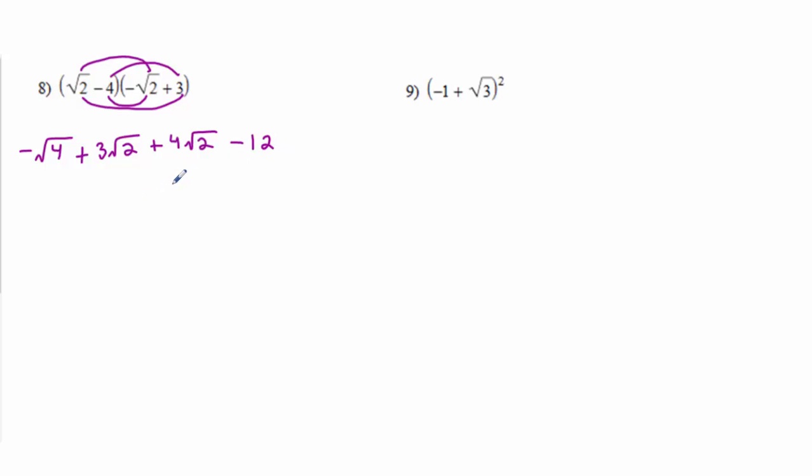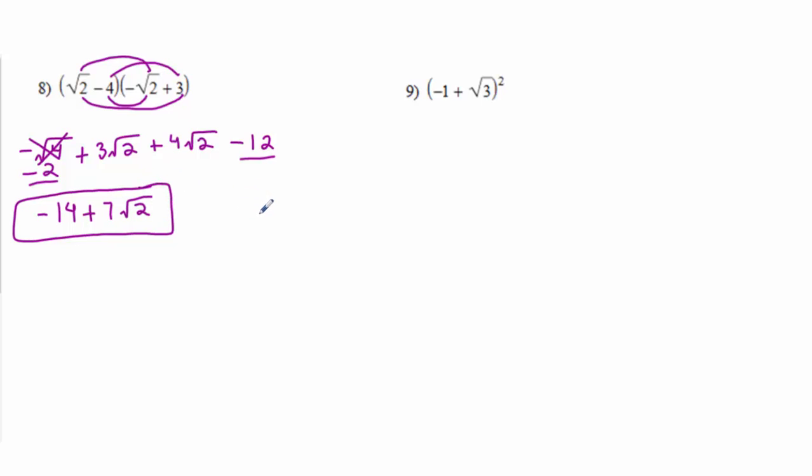So that's foiling. Remember, you only multiply stuff that's inside square roots together or stuff that's outside. So that's why we have 3 square roots of 2 and not like some square root of 6 or something crazy like that. The square root of 4 is 2 and it was negative. So that's -2. So I can add like terms. -2 and -12 add together to get -14. 3 square roots of 2 plus 4 square roots of 2 is 7 square roots of 2. So here's my answer for that.